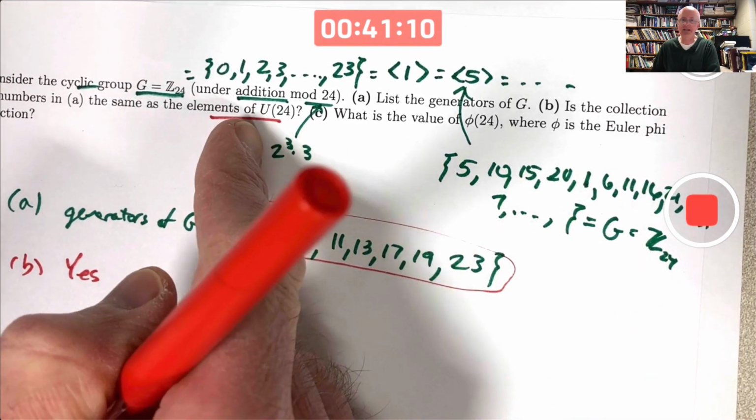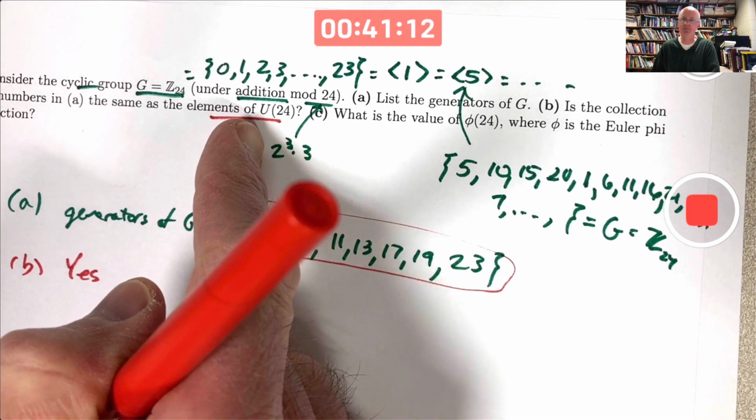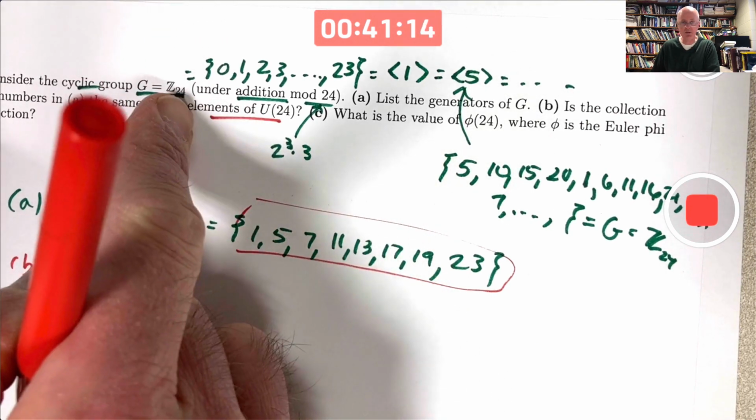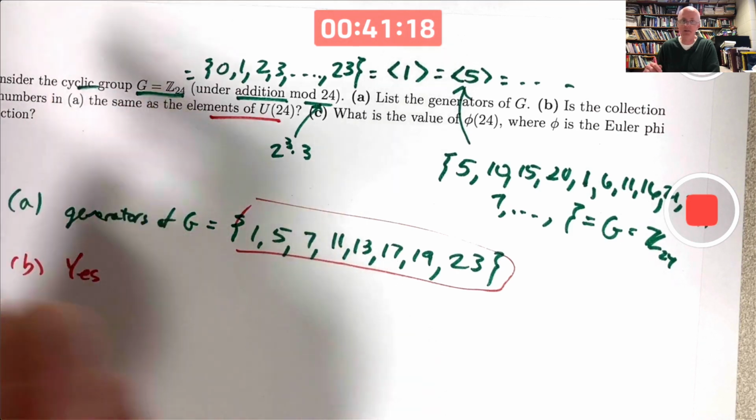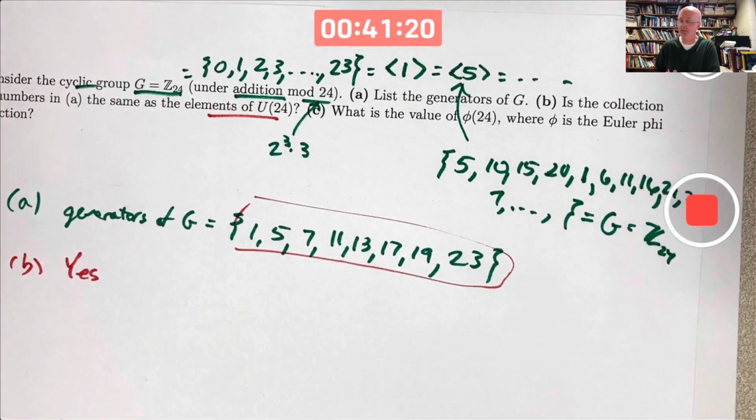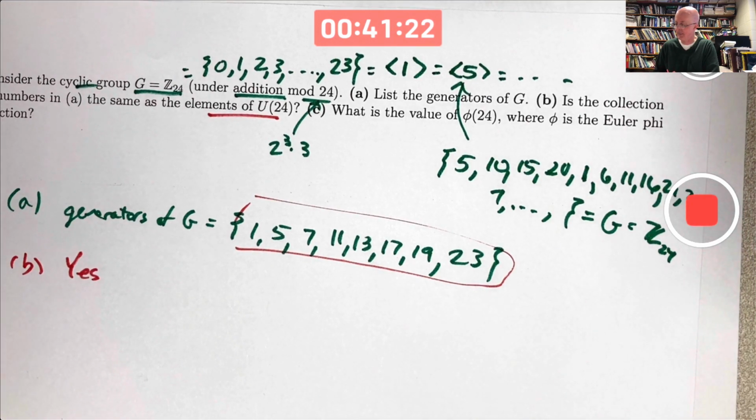U24, the operation, is multiplication mod 24. It is a different group than Z24. They have a different number of elements and a different operation. And because they have a different number of elements, you could also automatically say they're not isomorphic.